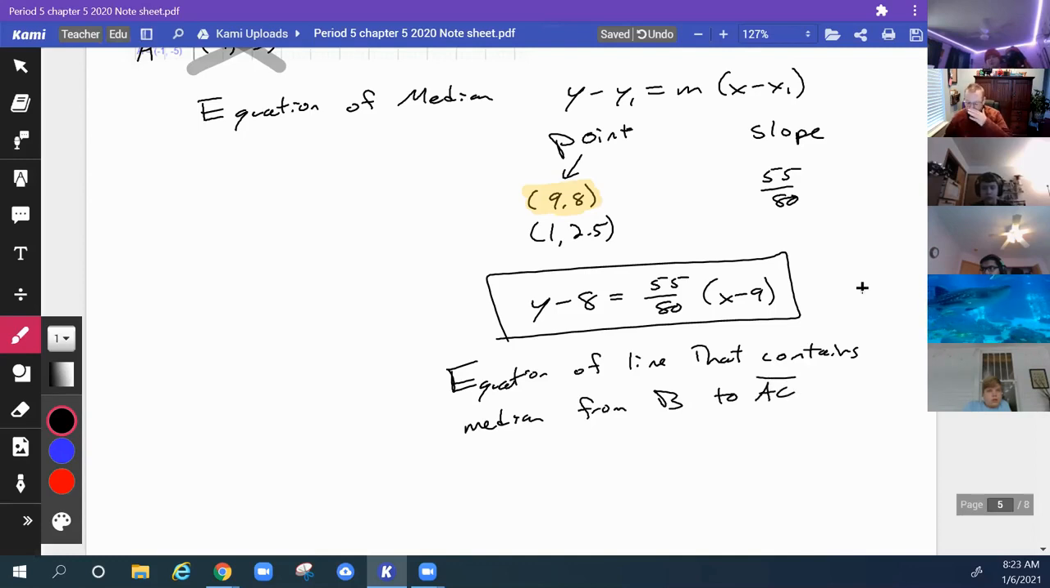Boom. It's just kind of going over some things from first semester. We needed a point, we needed a slope, and now we just got to pay attention to what those point and slopes are and then work through it.